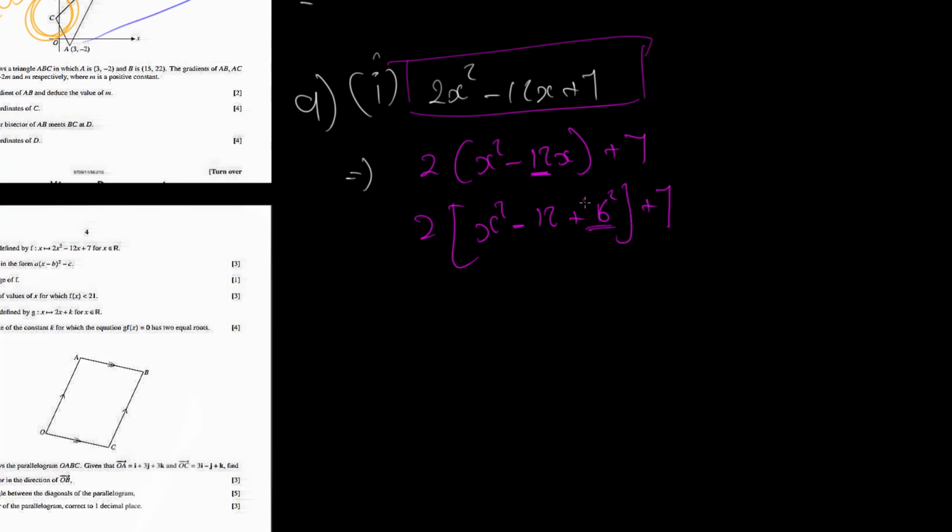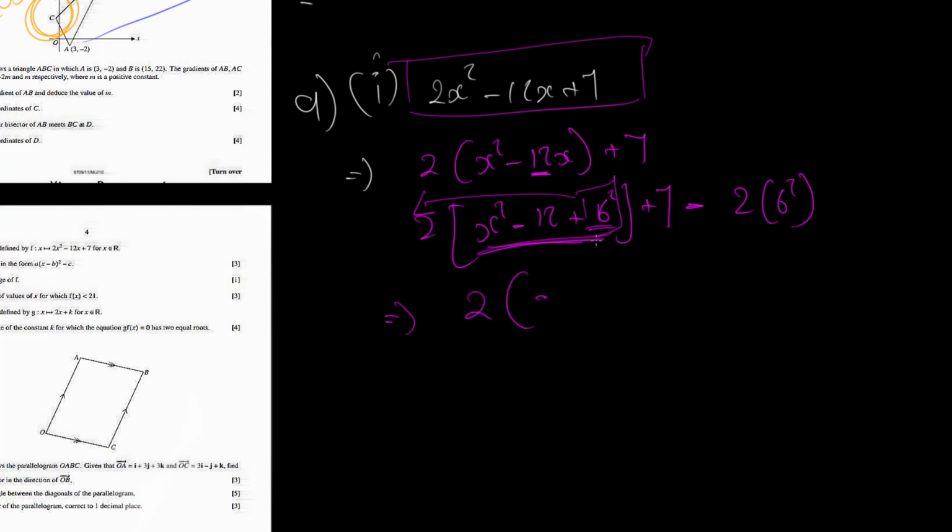Now in any expression, if you're adding a number, you have to subtract that number. Minus 2 into 6 squared. Why? Because if I open the brackets, I have to first multiply it with 2. So technically this is not just 6 squared, this is 2 multiplied by 6 squared. So if I'm adding 2 multiplied by 6 squared, I must subtract 2 multiplied by 6 squared.